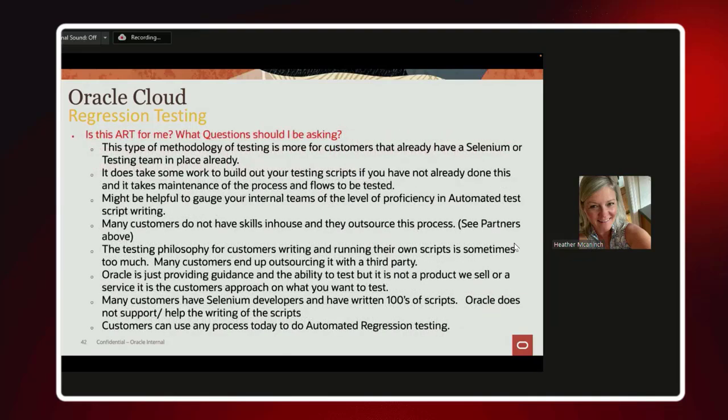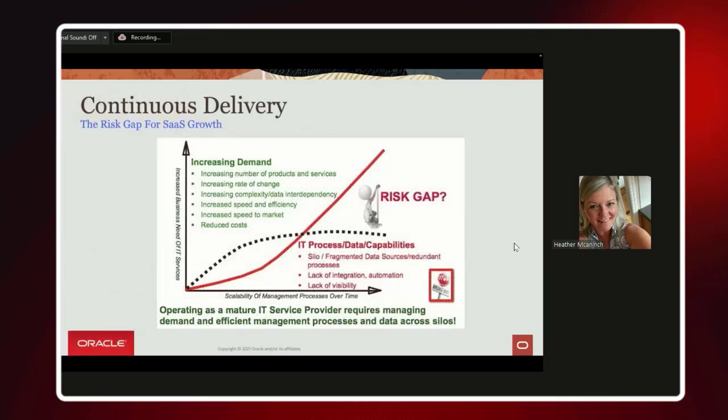So these are just some questions you can be asking yourself on how to get ready for automation regression testing. It's a philosophy. Being able to get yourself very, very organized as an organization. And then many customers, as we've mentioned, end up outsourcing it to a third party just because of the ease of use. Great. And this just talks about the reason why in terms of the risk for the demand of capabilities in the application.